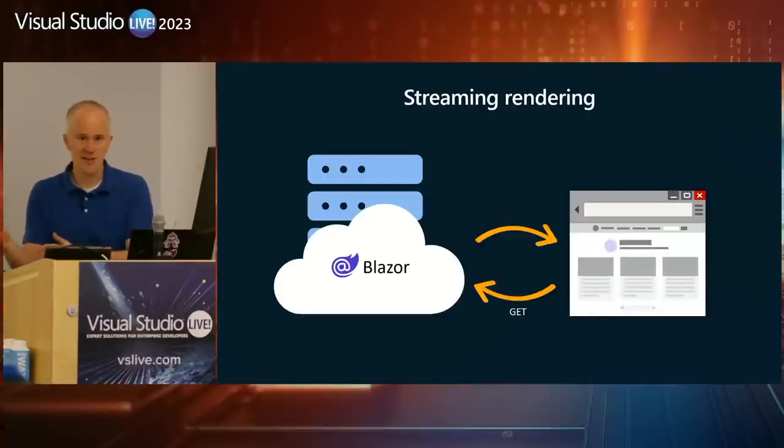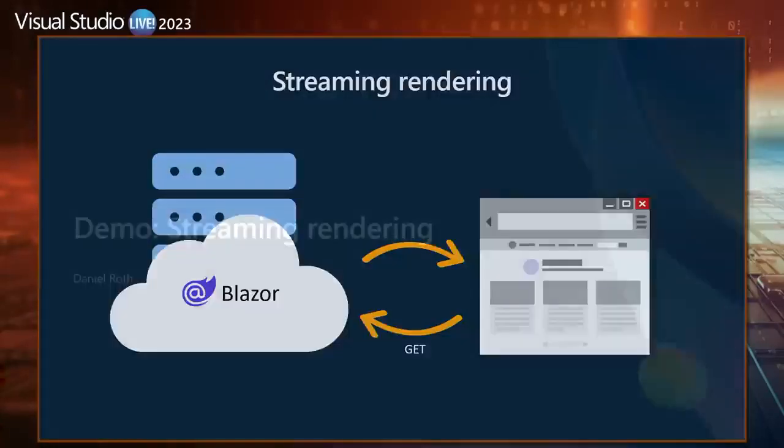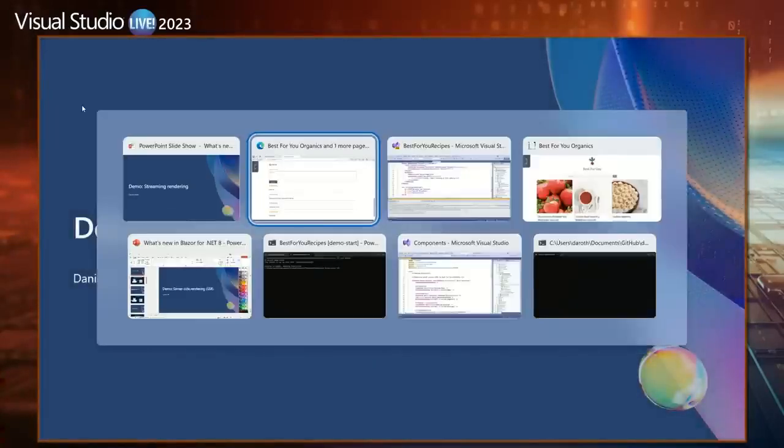There's no WebSocket connection here, this is not Blazor Server. We're just using that same connection that was set up for the request to send additional updates on the response stream, and then Blazor seamlessly updates the DOM with those updates. That's streaming rendering. Let me show you what that looks like with .NET 8.